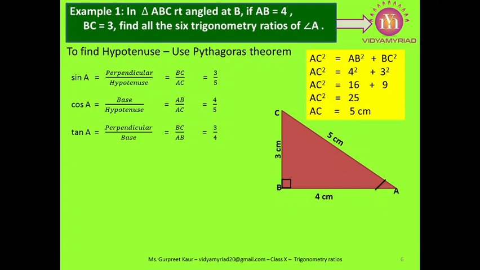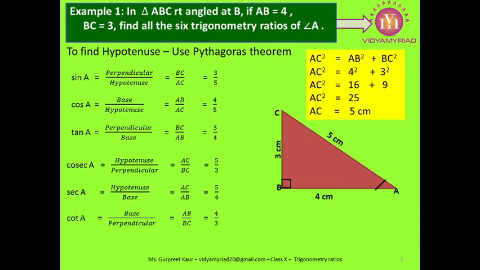So what is the next 3? Sine is related with cosec, cos is related with secant, and tan is related with cot. So their reciprocals will become the others. So what is cosec A? Cosec A is the reciprocal of sin A, that is hypotenuse upon perpendicular. So that is 5 upon 3. Secant A is the opposite of cos A, that is 5 upon 4, and cot A is the reciprocal of tan, that is 4 upon 3.